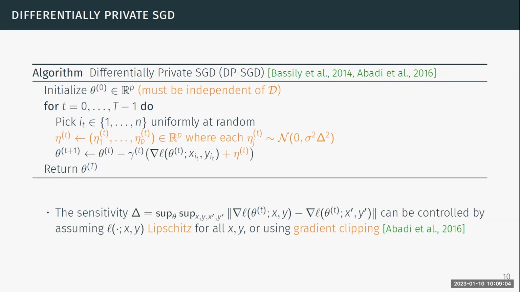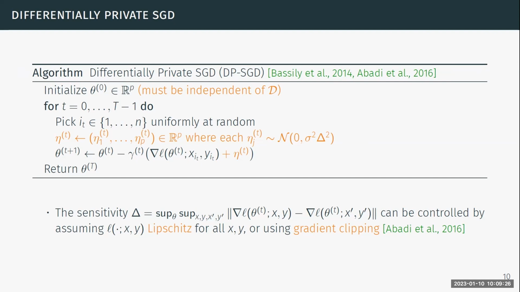The first difference is that you should make sure that the initialization doesn't depend on the data. And then the only other difference is that we just add Gaussian noise to the gradient before doing the update. Okay, so here you recognize the application of the Gaussian mechanism. The idea here is that we take the gradient. The gradient is the part that depends on the data.